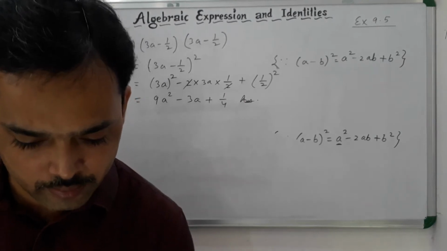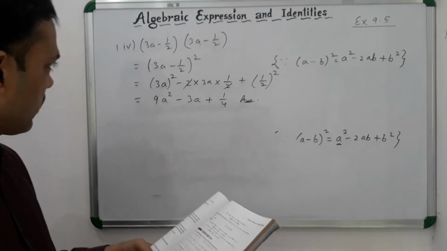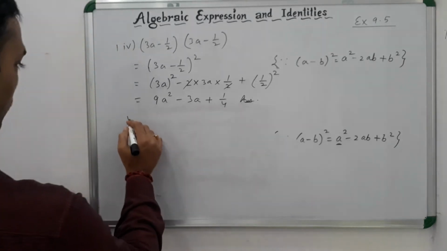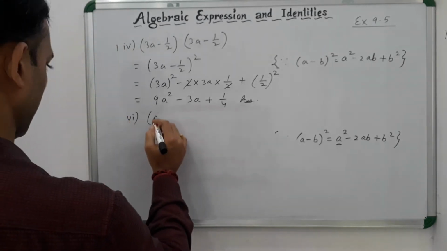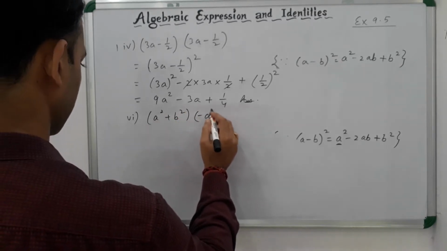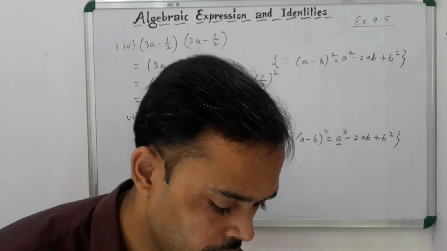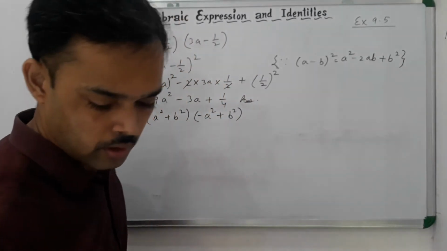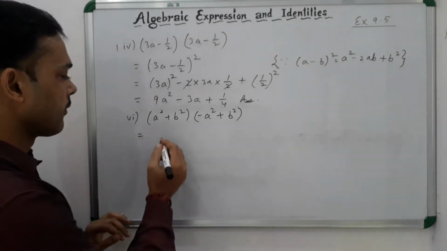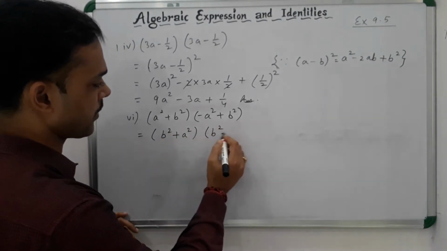Then you can see that the next question is question number 6. But before that, let us do, no, we will do the 6th only. It is a square plus b square, and in brackets minus a square plus b square. Now, you people know that addition is commutative, which means that I can also write this as b square plus a square and b square minus a square.